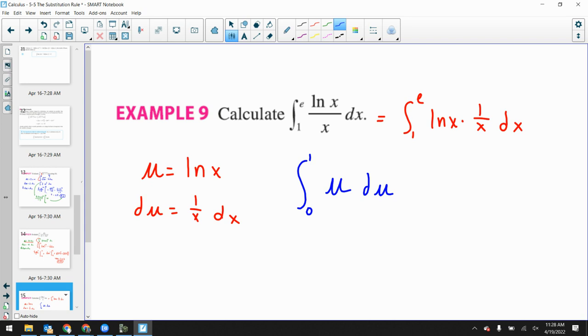Okay, let's antiderivative, which is u bumped up to second over 2 from 0 to 1. Man, that's nice and simple. So this is 1 squared over 2 minus 0 squared over 2. Well, that's just 1/2 minus 0, so 1/2. That's a pretty simple one.